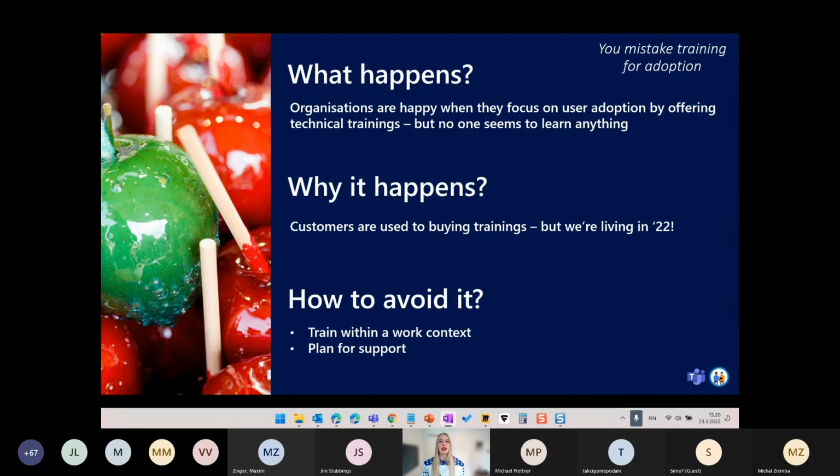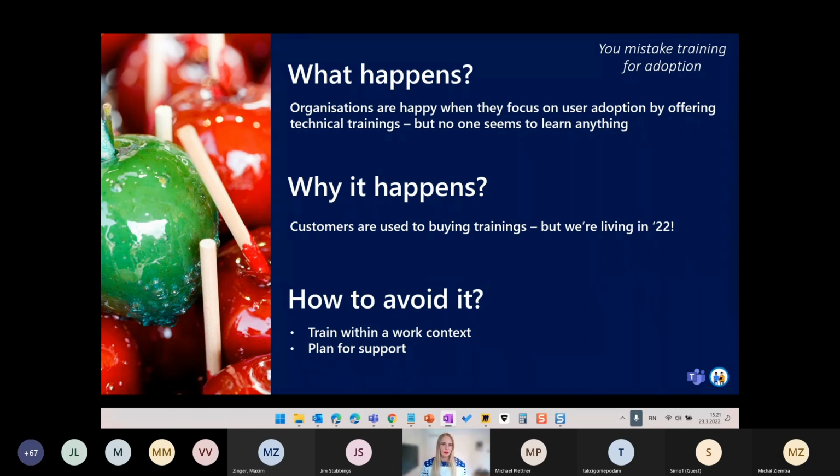Okay, so we have this project, and we have these end user trainings. Welcome and see how your new internet is running. And then the organization is very happy because we have focused on user adoption by offering technical trainings. And then as time goes by, we see that no change has happened. No one seemed to remember what we did in those technical trainings.